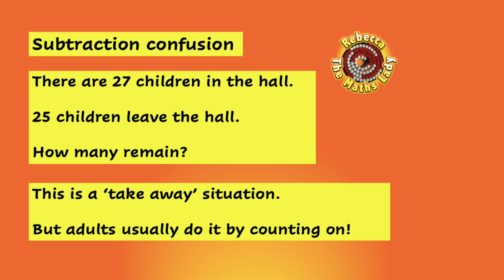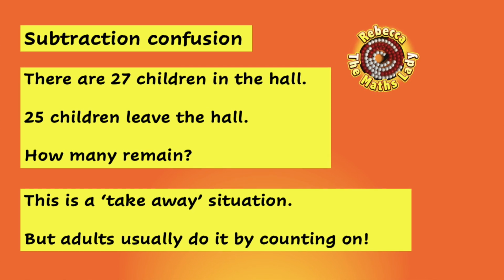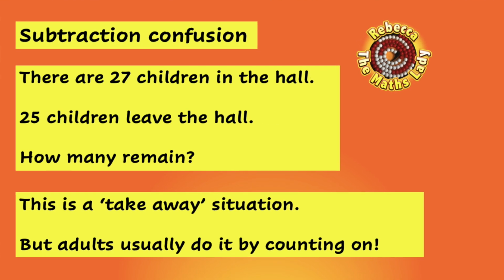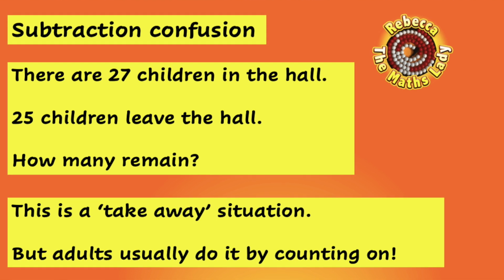But most adults would flip to the other model of subtraction and say 25, 26, 27, the answer is 2. And they're getting that answer of 2 by seeing the difference between 25 and 27. So what I'm saying is that adults flip between the two models of subtraction, taking away and counting on, all the time without being aware they're doing it. And then in their explanations to children, they do that and they expect children to cope with it. And suddenly you have children who are really, really confused.